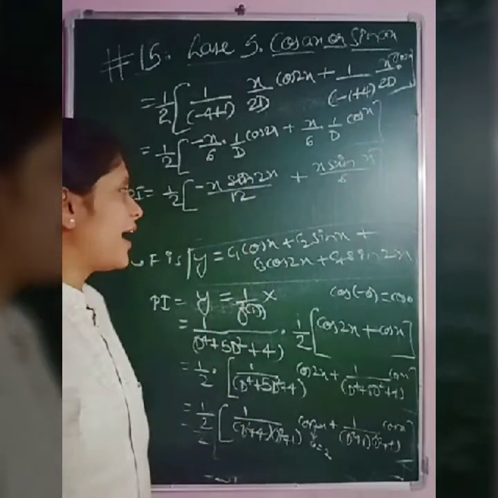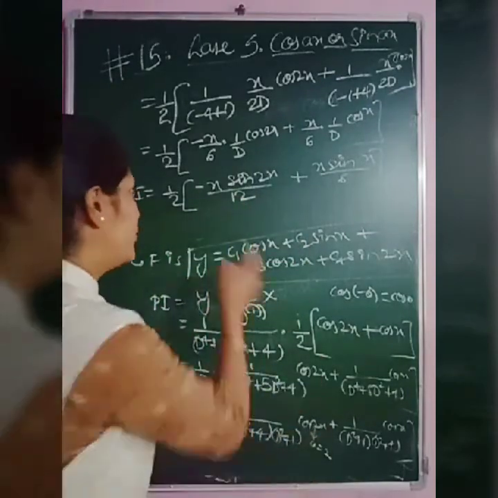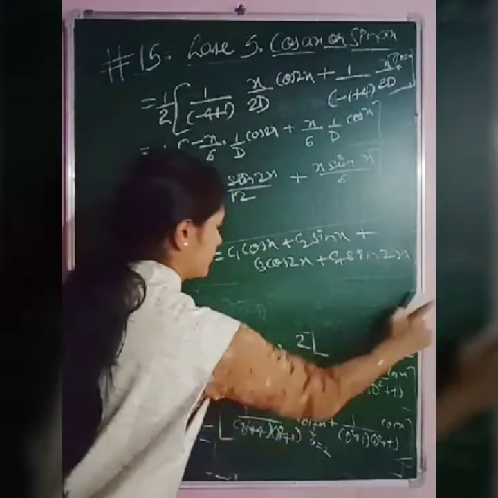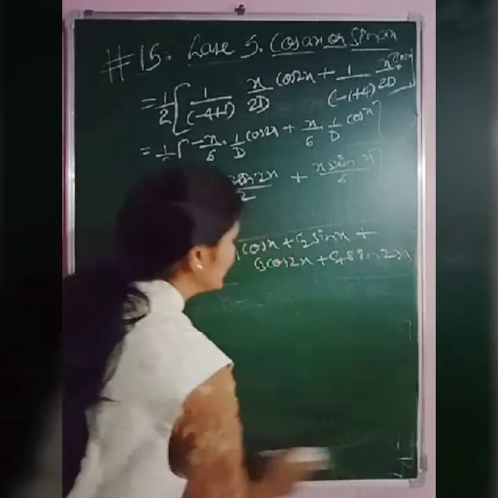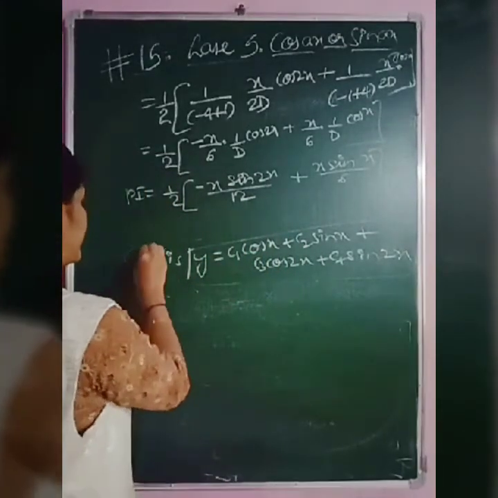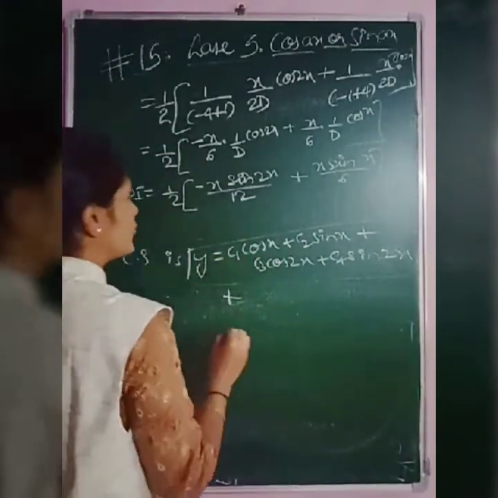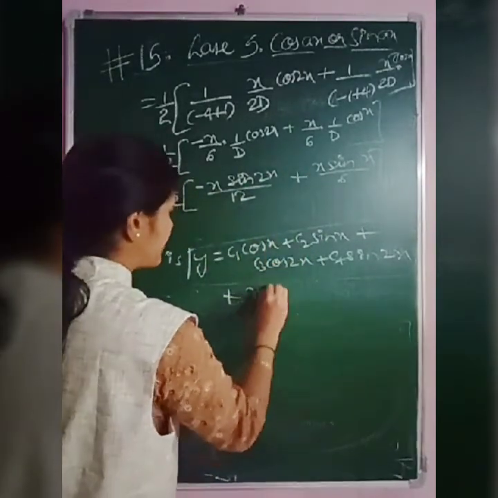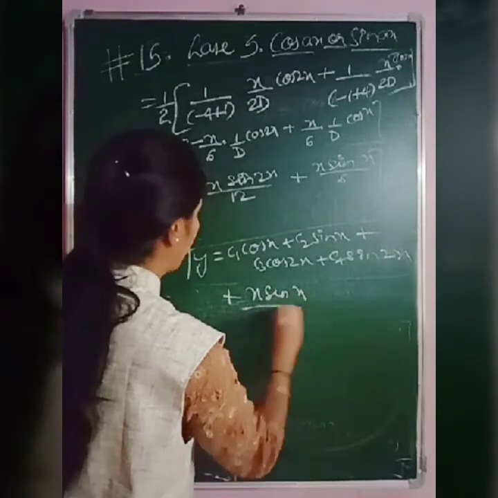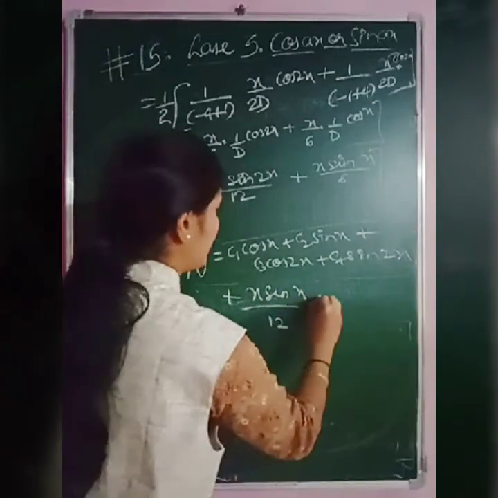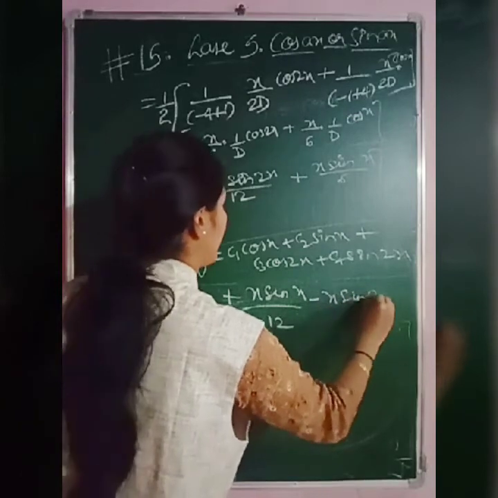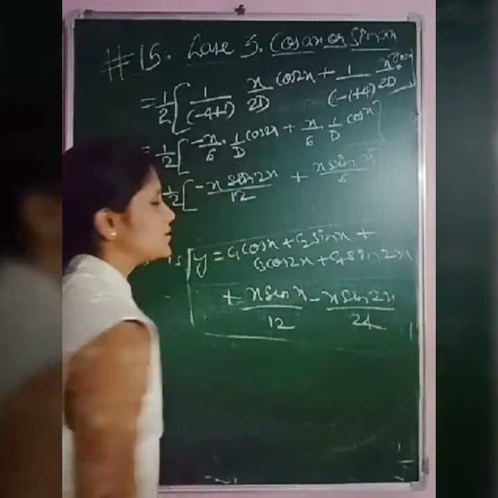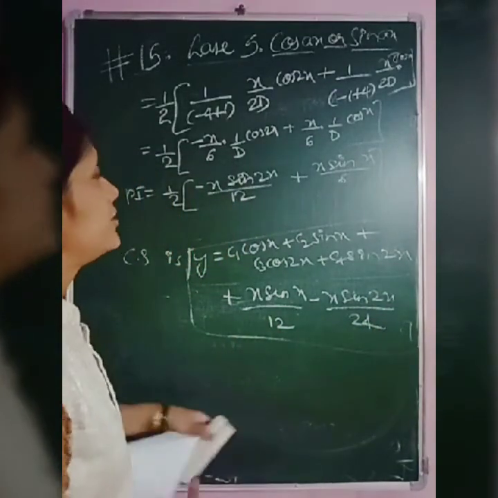Either like this you can write, or totally you can multiply and write. So the complete solution is y equal to CF plus PI. So CF we have written, plus PI is what? So I will write this: plus x sin x by 12, 6 2s are 12, minus x sin 2x by 24. Right? So this is our solution.